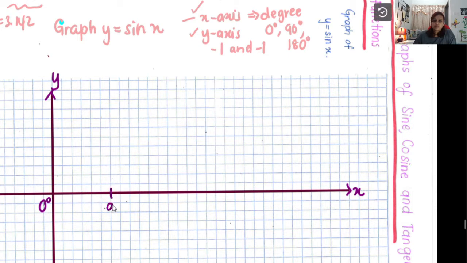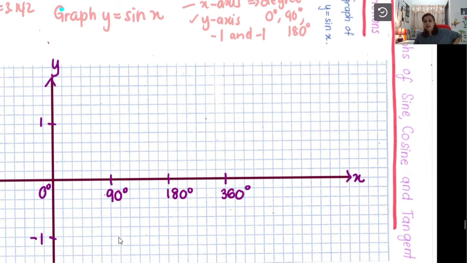90. I'm going to use all in degrees. The next one we will use in pi. 1, 2, 3, 4, 5, 6 for 180, then 1, 2, 3, 4, 5, 6 again. Here 360. I just need until 360, you don't need more. On the y-axis also 6 boxes for 1, and 6 boxes for -1.